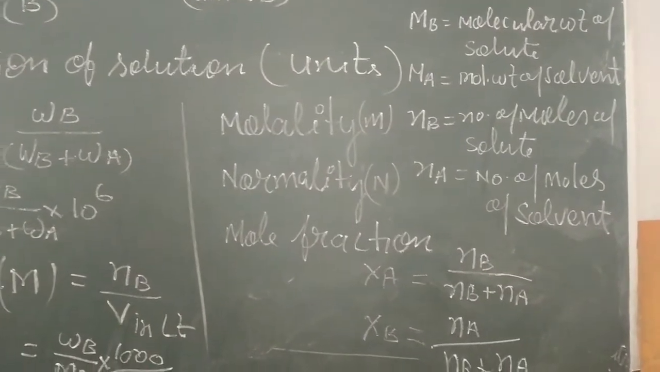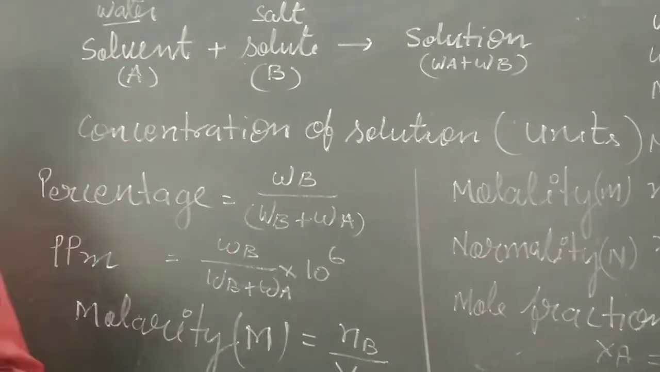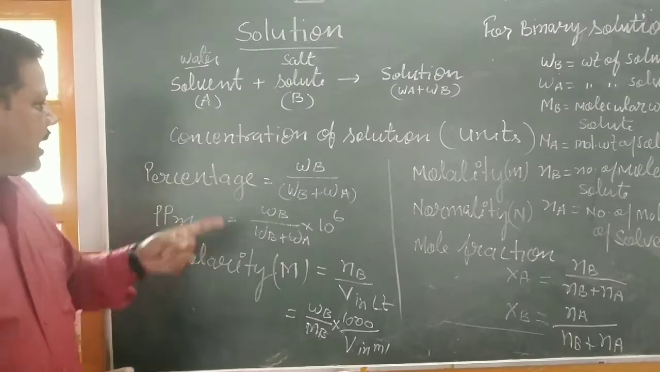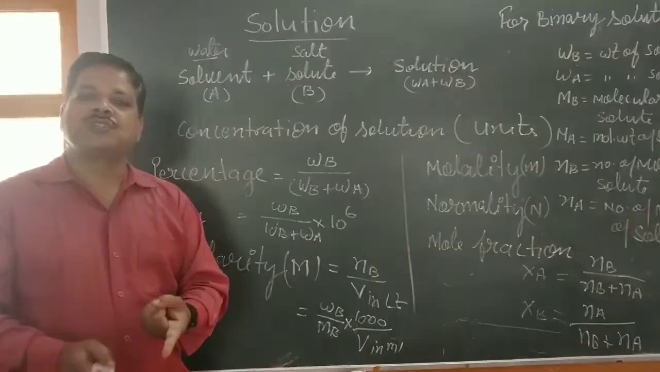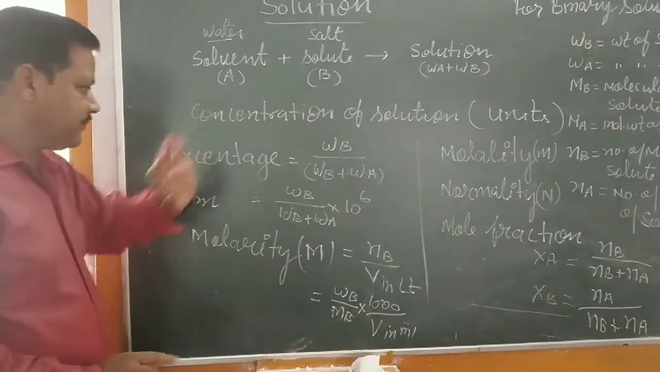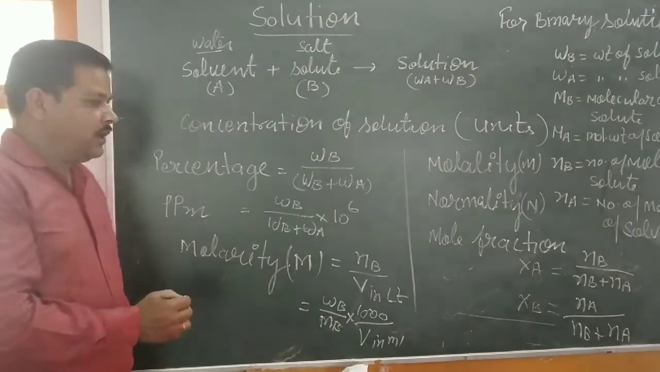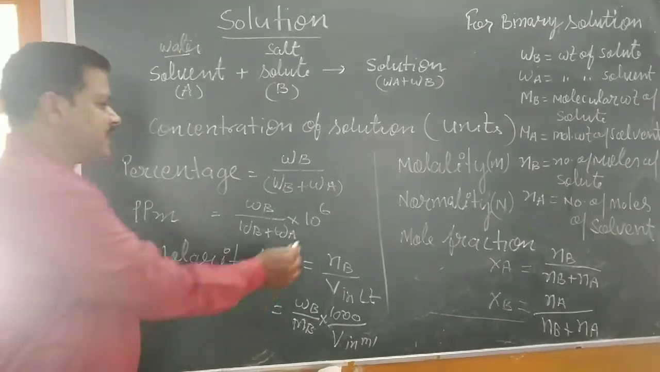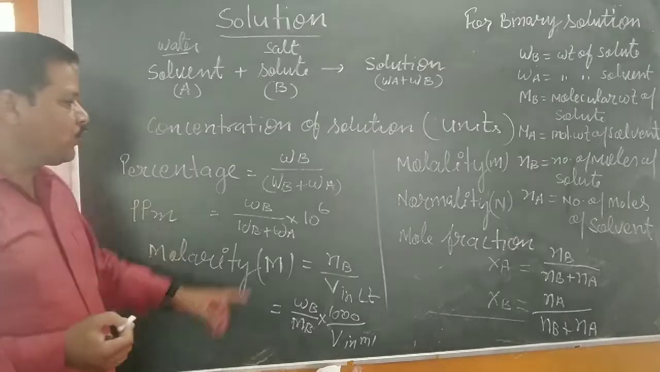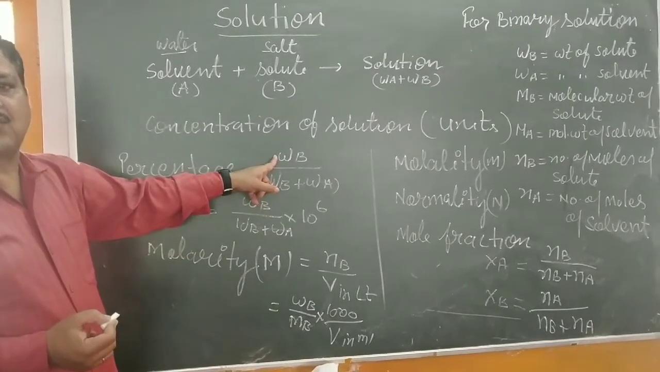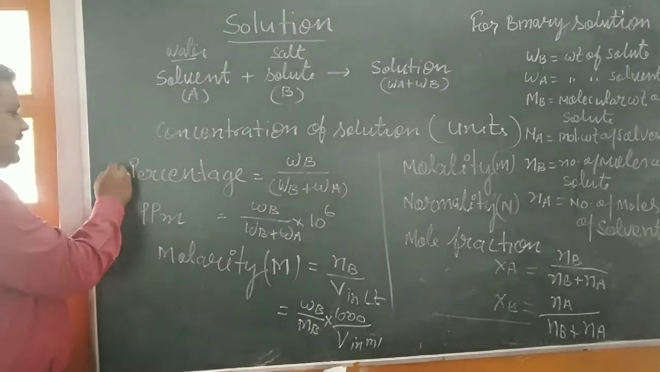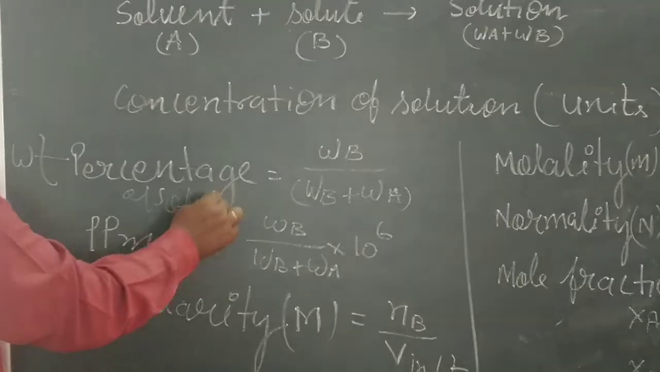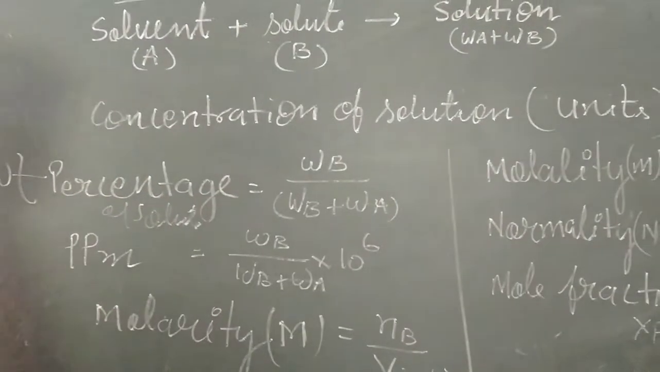Here we will take percentage first. Percentage means the total solution is 100 parts. Out of that 100 parts, how much is solute? That is called the solute percentage. See here, WB is the solute and WB plus WA is the weight of solution. So in this weight of solution, how much is the weight of solute? That is called its percentage. So percentage here is the weight percentage of solute.